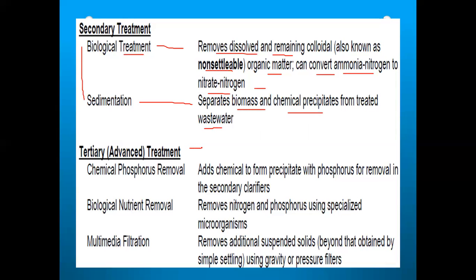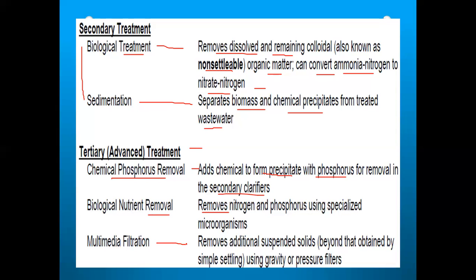Next, coming to the third one, that is the advanced treatment process. So here, the chemical phosphorus removal. What happens here? It adds chemicals to form precipitate with phosphorus for removal in the secondary clarifiers. Second one, biological nutrient removal. It removes nitrogen and phosphorus using specialized microorganisms in the water.